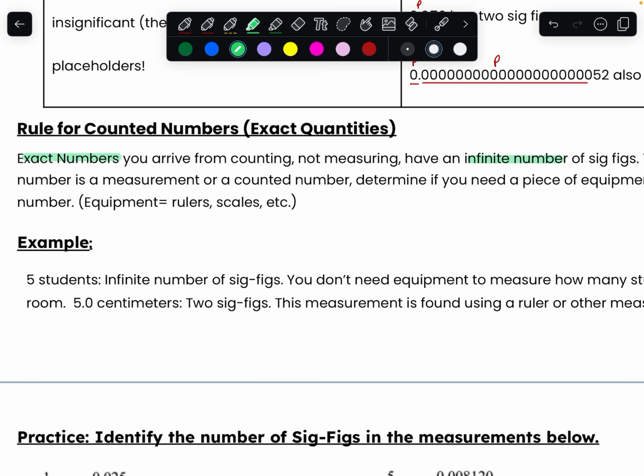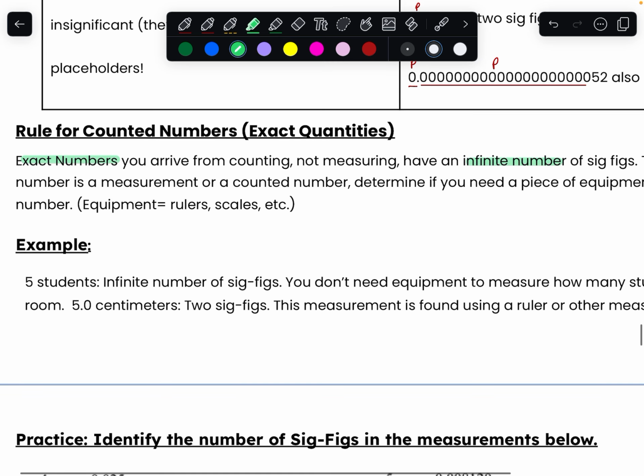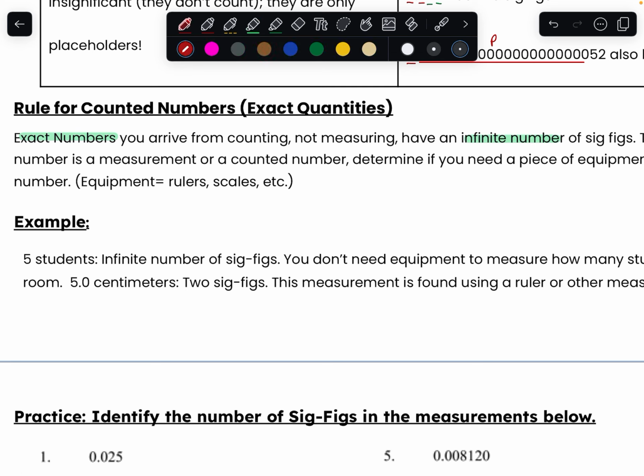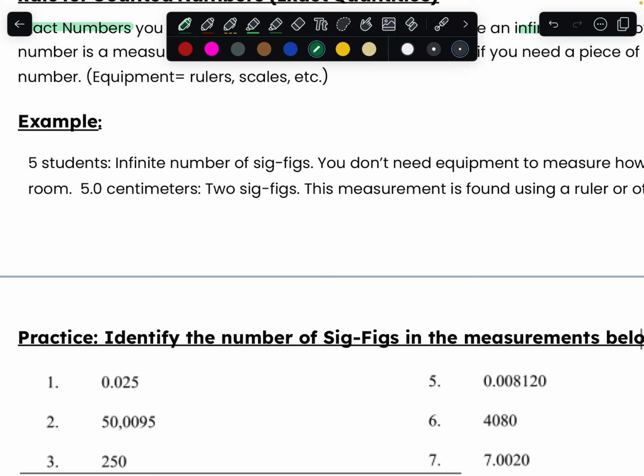Okay, meaning that they are exact out to infinity. So these counted numbers basically can only be whole numbers. They cannot possibly have a decimal fraction attached to them. So for instance, in my classroom, let's say I have 5 students there, right? That has an infinite number of sig figs.